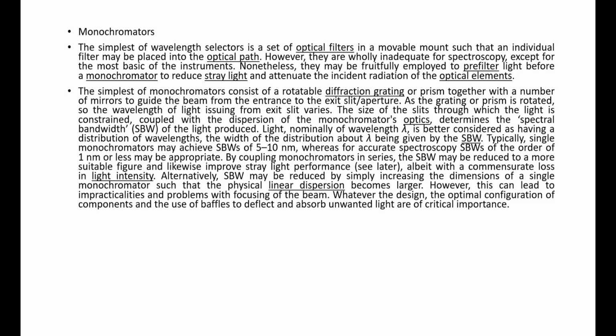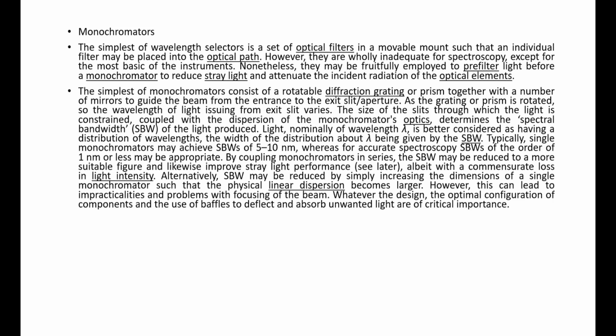The simplest monochromator consists of rotatable diffraction gratings or a prism, or both together, right? And a number of mirrors which direct the light beam entering from the entrance slit to the exit slit through these channels. So there is a prism, diffraction gratings, collimating mirrors, spherical mirrors, and so on and so forth. So the spectral bandwidth of the light can be produced, and the monochromator optics is going to help in that.